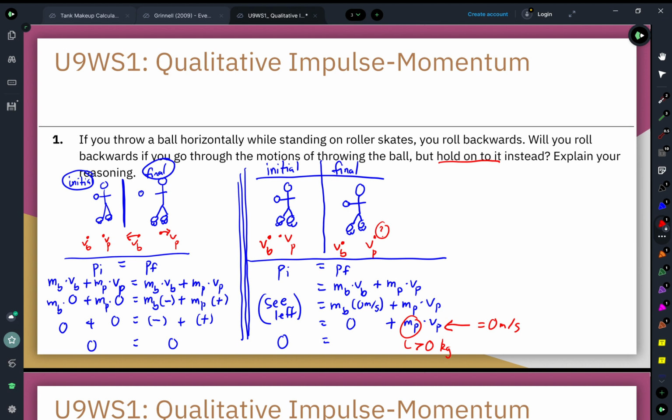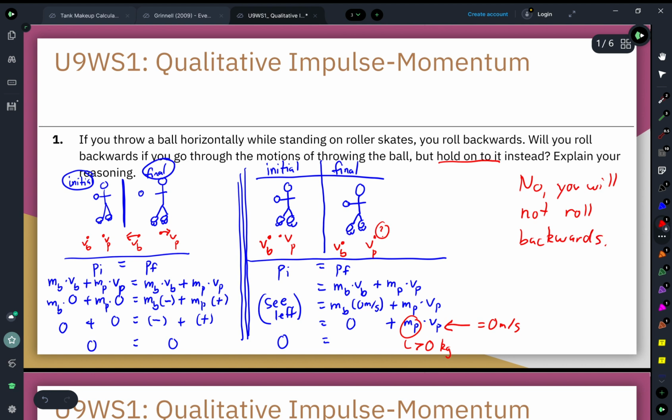So to answer that question, will you roll backwards if you go through the motions of throwing the ball but hold onto it instead? The answer is no. You will not roll backwards. And the explain your reasoning is really just the work that we were showing.